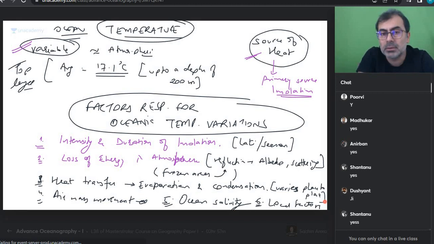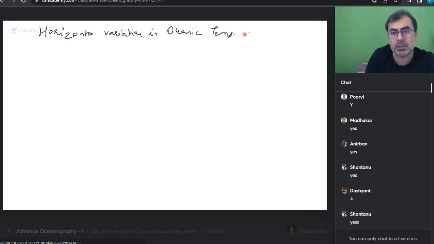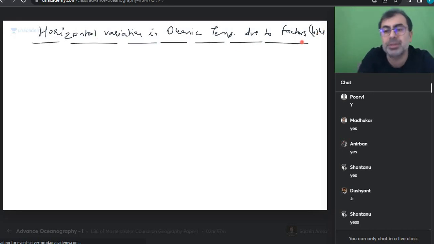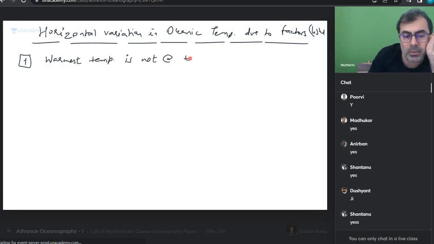Everyone clear on this? Because of these factors, horizontal variations in oceanic temperature due to the factors listed. The factors that we listed. What is the horizontal variation in oceanic temperature? See what it is. What is the horizontal? So first, I think the warmest temperature is not at the equator.